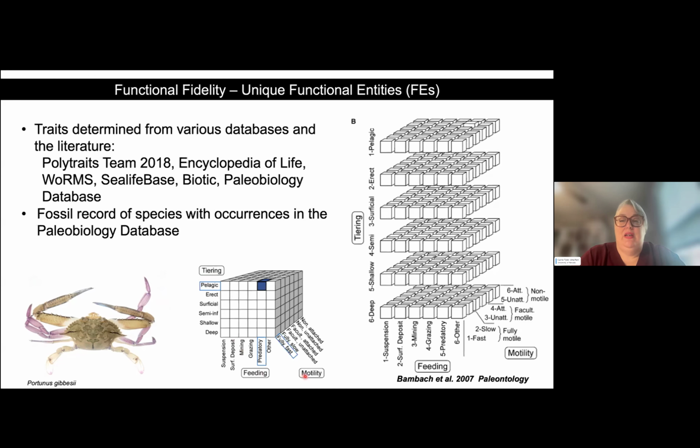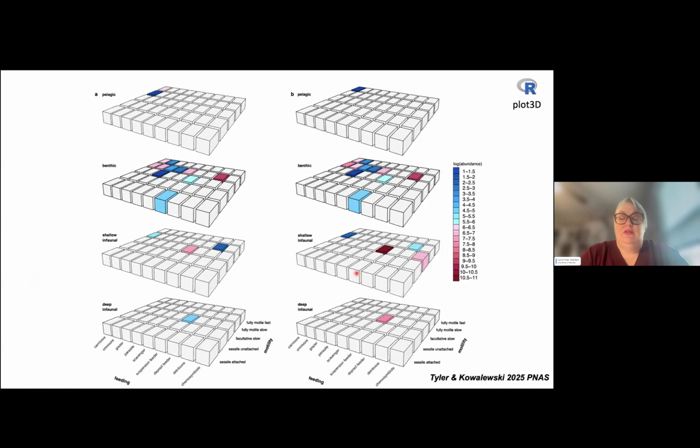So again, tiering, feeding, and motility. This is the cube with everything sort of together. Usually you see it this way, where there's sort of a space between each of those tiers. So it's the same cube, essentially. So here's the comparison between the live on the left and the dead on the right for the number of individuals. So this is abundance data, again, with those Bambachian cubes. So we go from deep infaunal to pelagic. Here we have feeding, and here we have motility.